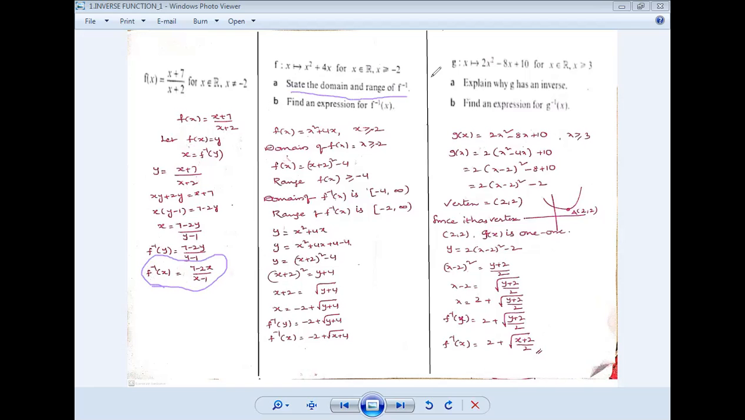So the domain and range of f inverse: the range of f will be the domain of f inverse, and the domain of f will be the range of f inverse. Okay. So find the expression for f inverse x also. Okay, that's fine.